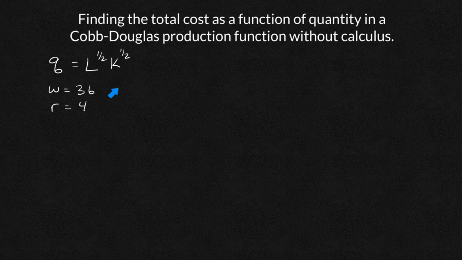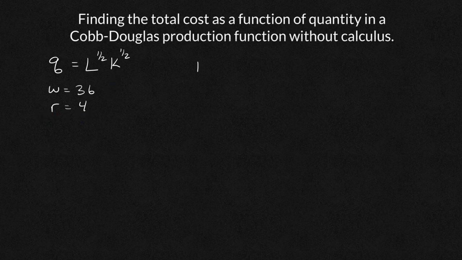The question sent to me gives us a pretty standard Cobb-Douglas production function where Q is equal to L raised to the 1/2, K raised to the 1/2. And we are given the wage is 36, which we can think of as the price of labor, and the rental rate of capital R is 4, which again is the price of capital.